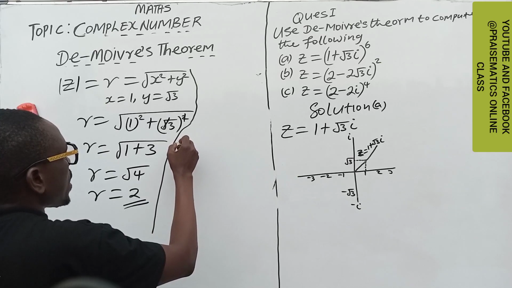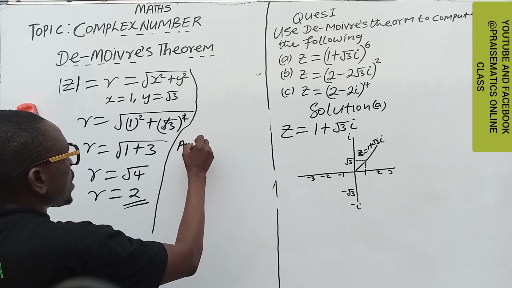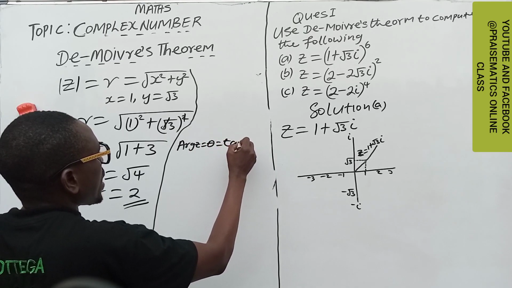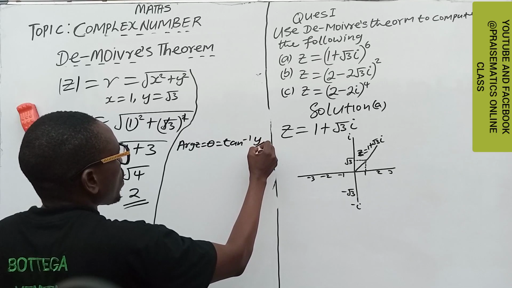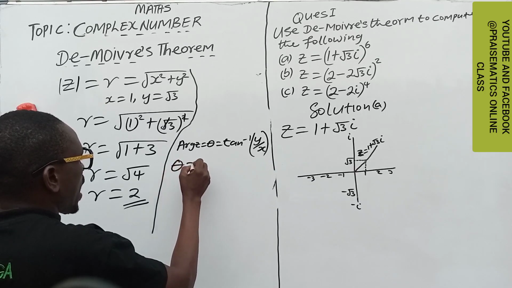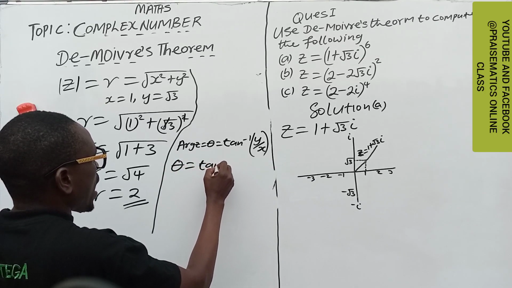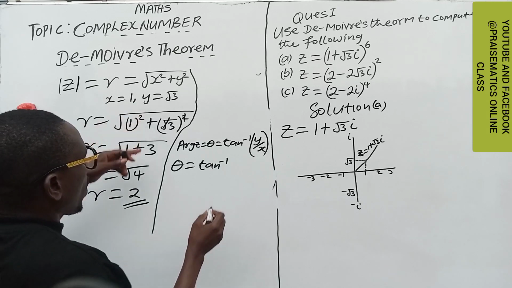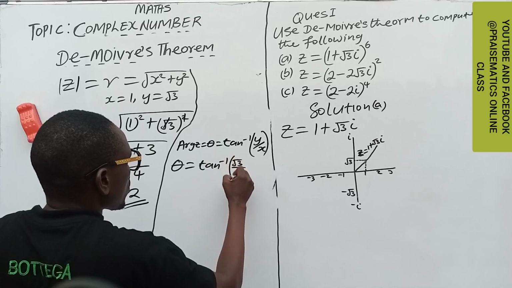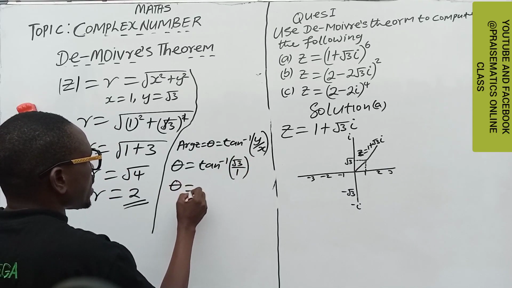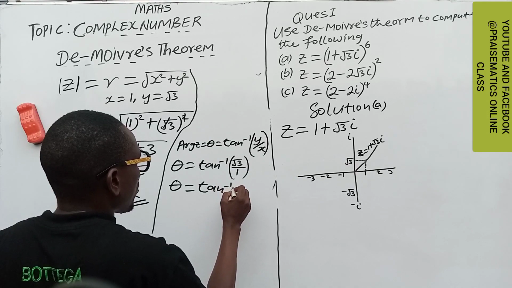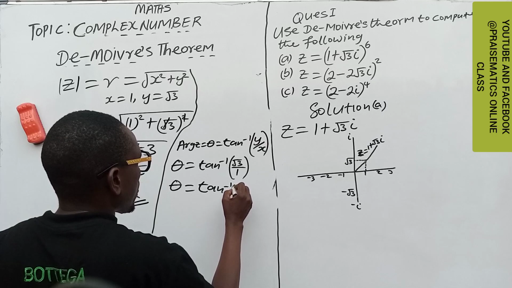Now tan of arg z is equal to tan theta, which is equal to tan inverse of y over x. And theta is equal to tan inverse, our y is root 3 over 1, close it. So tan theta is equal to tan inverse of root 3.